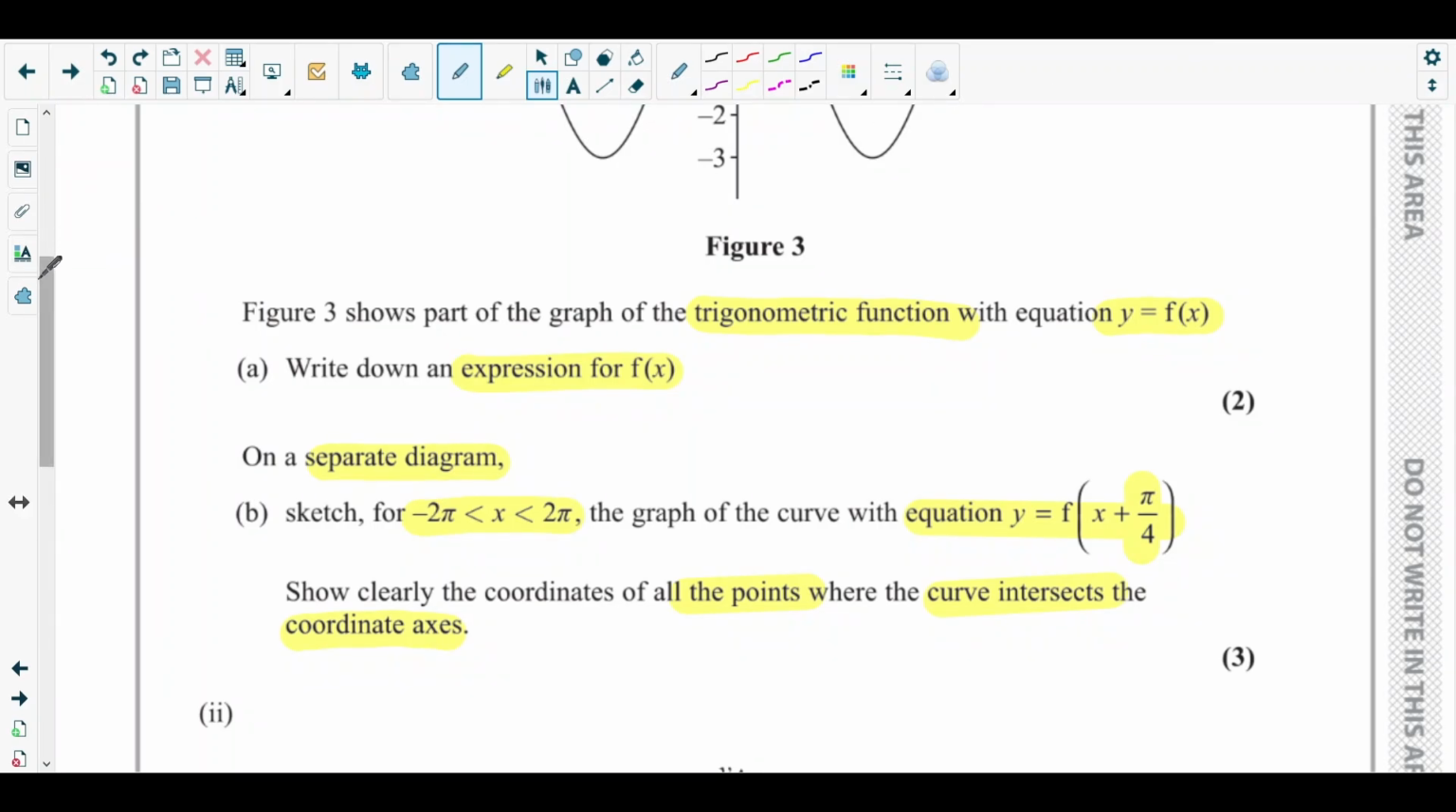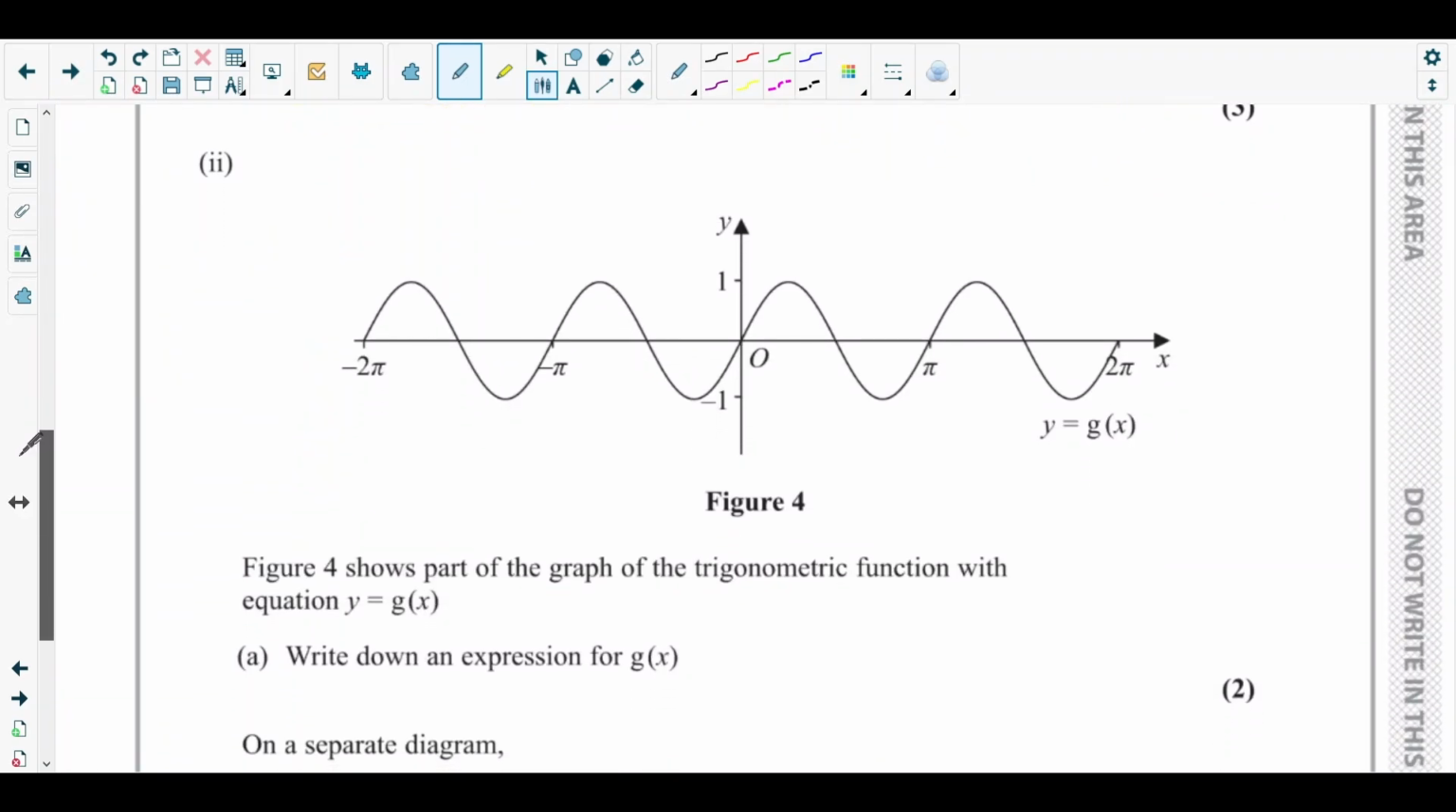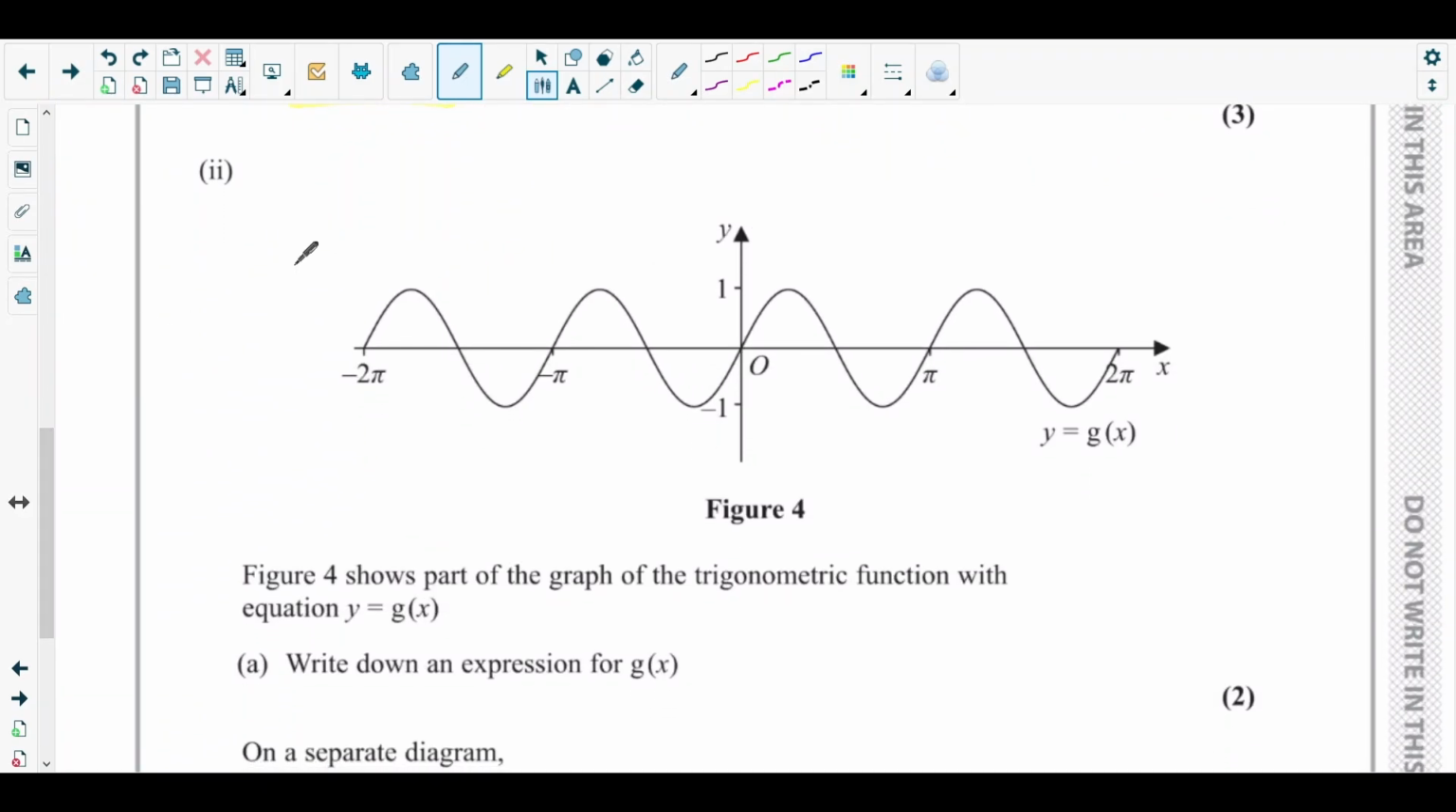Okay, next is part 2. In part 2, we can see a figure 4. Figure 4 shows another trigonometric curve. Figure 4 shows part of the graph of the trigonometric function with equation y equals g of x. So part A here is asking to write down an expression for g of x.